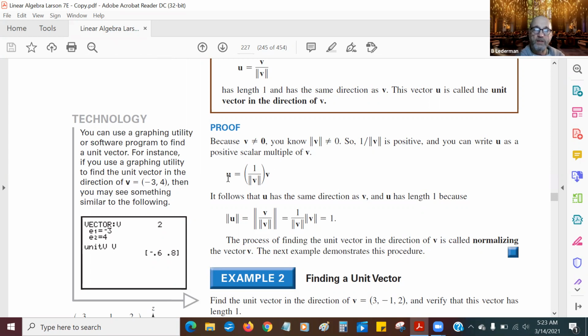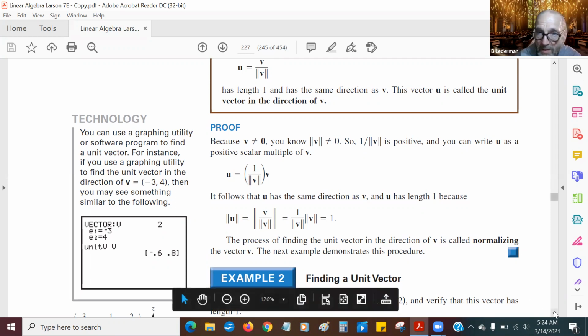So I can say that U is equal to 1 over the magnitude of V times the vector V, and now the magnitude of U is going to be the magnitude of V over the magnitude of V. This is just a constant which I can pull out of the magnitude, similar to the way I pull the scalar out. The magnitude of V is whatever it is, divided by the magnitude of V, and then I get 1. There you go. The process of finding a unit vector in the direction of V is called normalizing the vector V. That's just the name of that process.